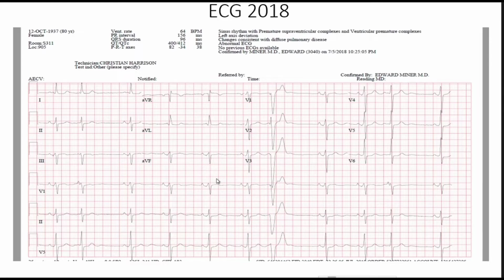So this was her original EKG in 2018 prior to her TAVR, presenting, which really just shows sinus rhythm with some ectopy, but nothing markedly abnormal.